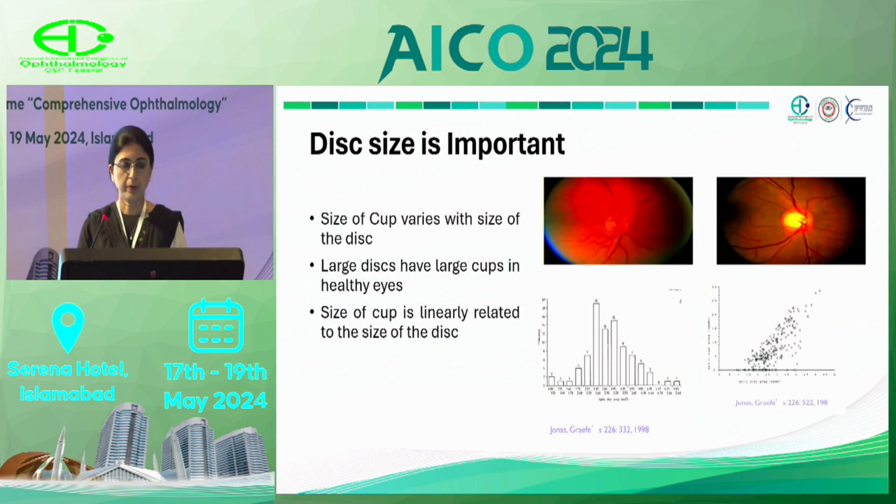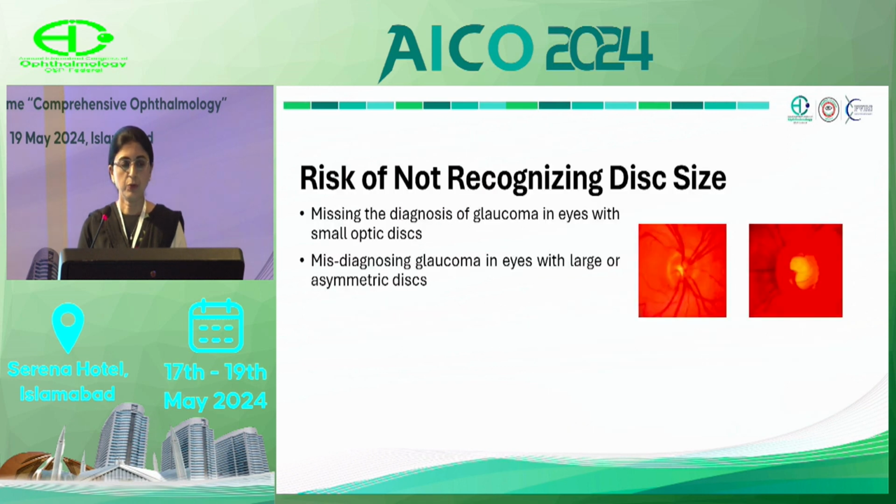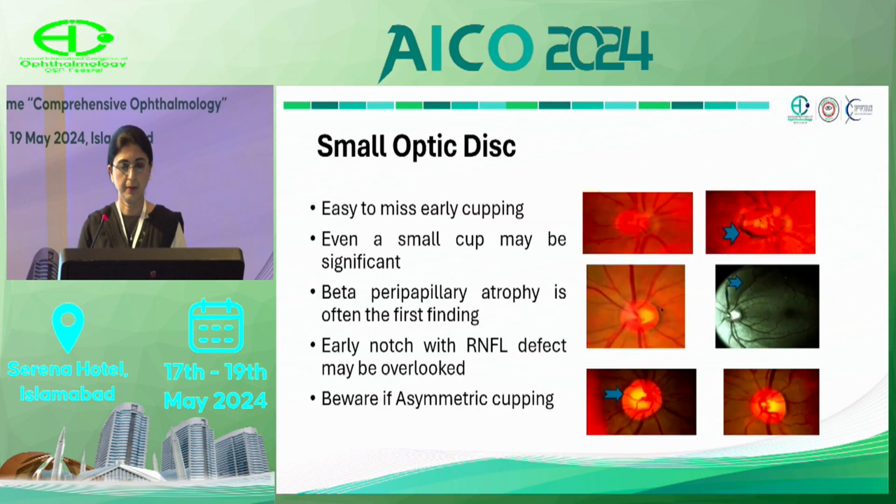Disc size is important, and it varies. The size of the cup varies with the size of the disc, and it's linearly related. If we do not look at the size of the disc, we can miss the diagnosis of glaucoma in eyes with a small optic disc, and we can misdiagnose glaucoma in patients who have large or asymmetric discs.